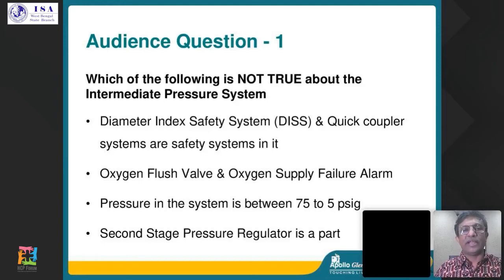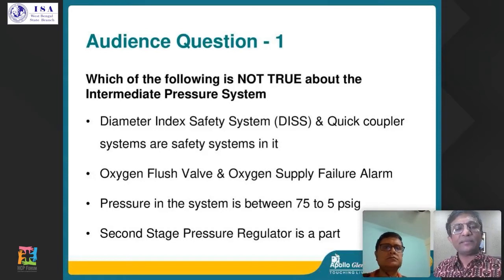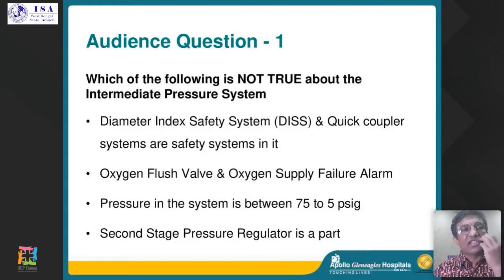So which of the following is not true about the intermediate pressure system? Is it the DISS and the quick coupler systems? Is it the oxygen flush valve and the oxygen supply failure alarm? Or in the intermediate system, the pressure in the system is between 75 to 50 psig? Or is it, which is not true, the second stage pressure regulator, is it a part of the intermediate pressure system? So which of these do you think is not a part of the intermediate pressure system?